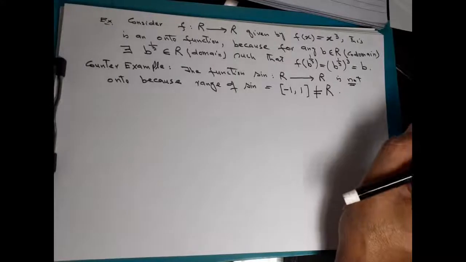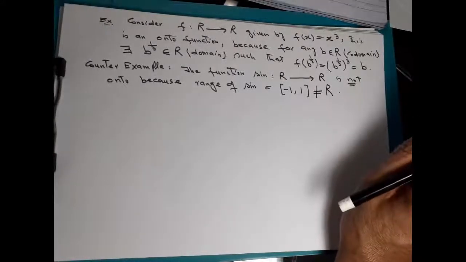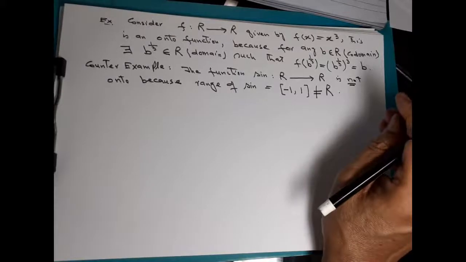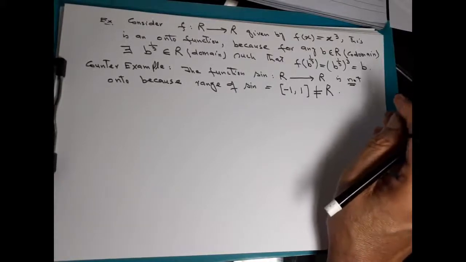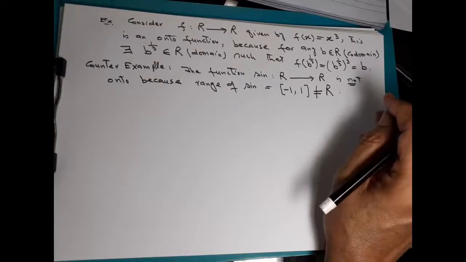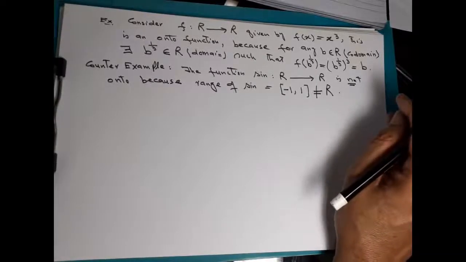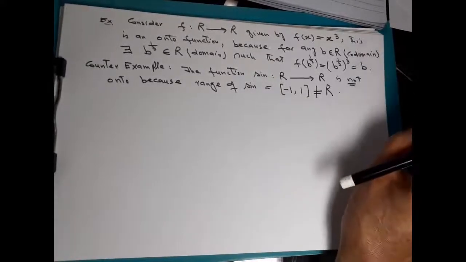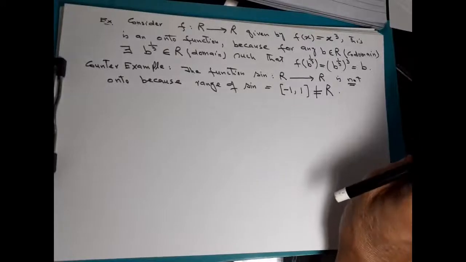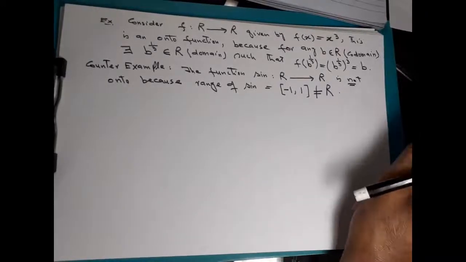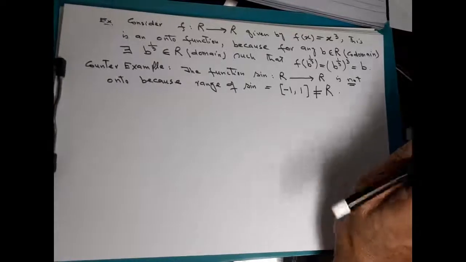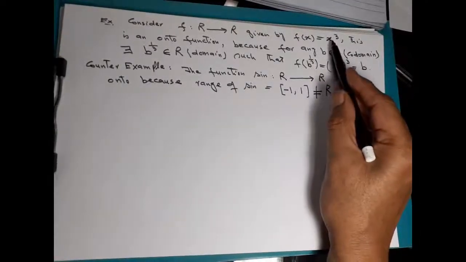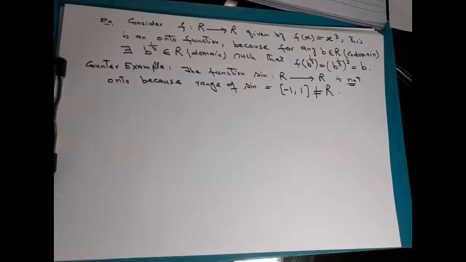Similarly, cosine function is not onto function. You can think about tangent. In fact, you have to be very careful when you think about tangent, because there are points on real line where tangent is not defined. But anyway, you can find many examples of functions from real analysis which are onto, and there are many examples of functions which are not onto. As you have seen that f(x) is equal to x cube is an onto function, and the sine function is not an onto function.